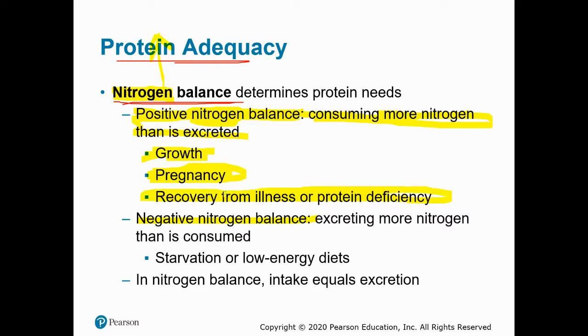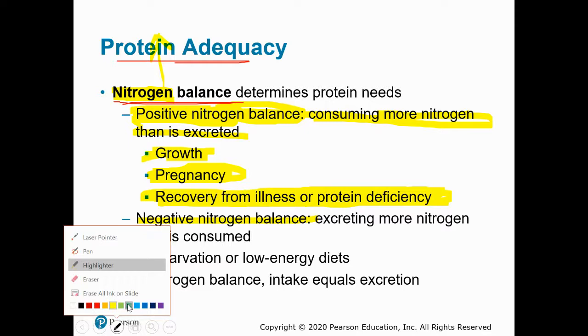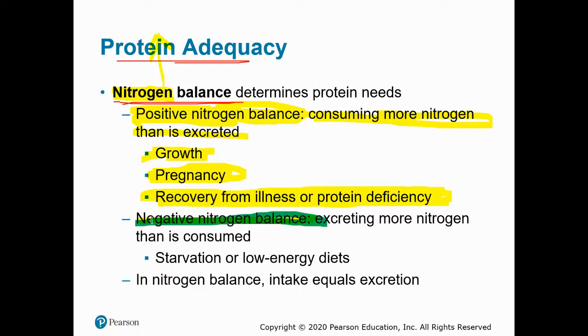So as we're recovering, like after you've been sick for a while and you haven't eaten anything at all, and then finally you start eating again, your body's recovering from illness. You're starting to consume protein-rich foods again, you're starting to consume nitrogen again, and your body's using it to build up new cells and tissues. So that's positive nitrogen balance. And then we have negative nitrogen balance, just the opposite, when we excrete more nitrogen than we consume. So really, we only see this during excessive low-calorie diets and during starvation.